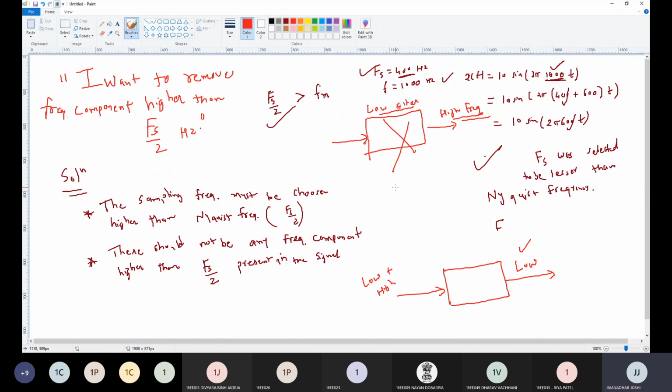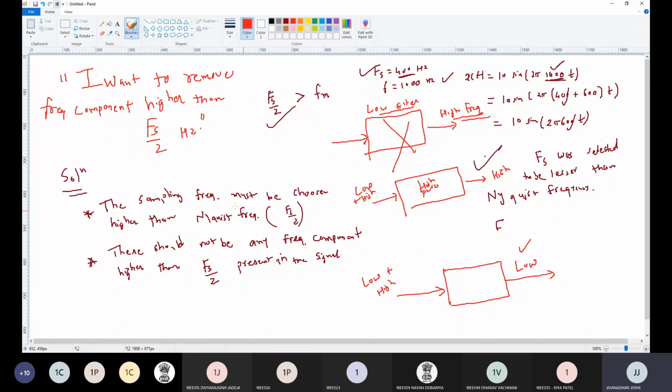And exactly opposite will be the case for the high pass filter. So it allows the high frequency to appear at the output, where the input is a mixture of low and high, and low will be suppressed. This is what a high pass filter is doing.